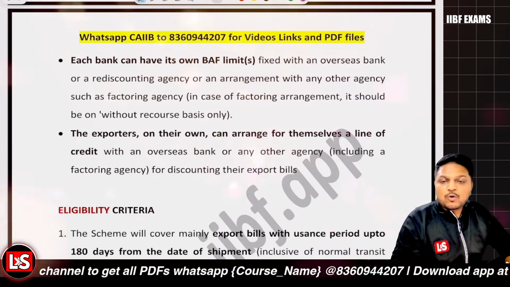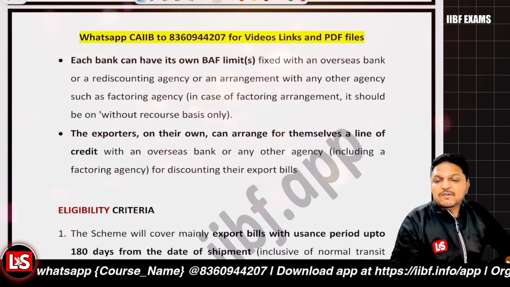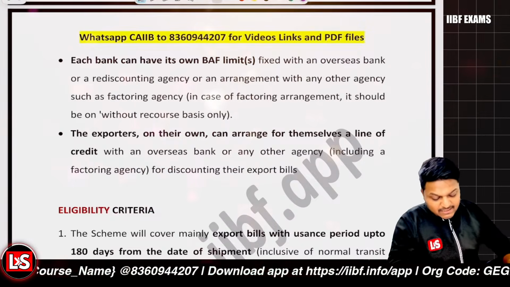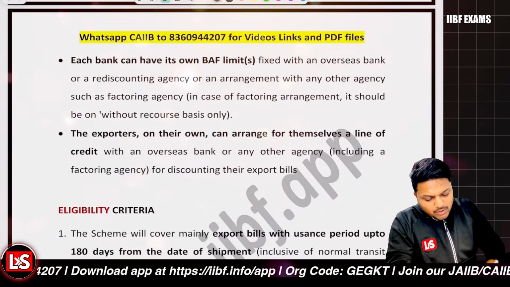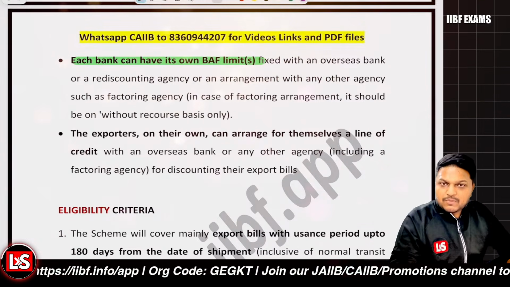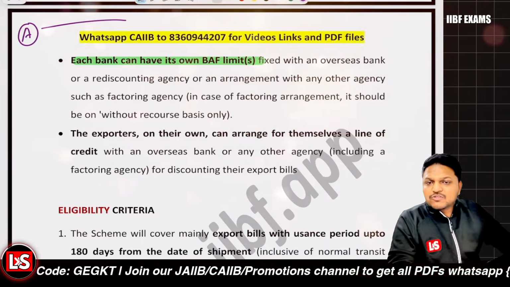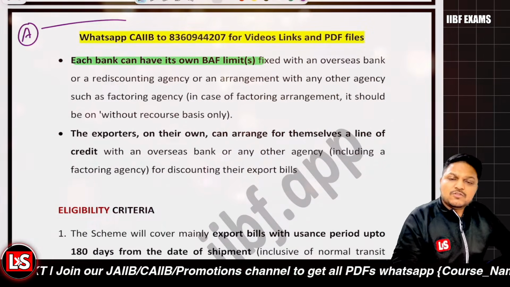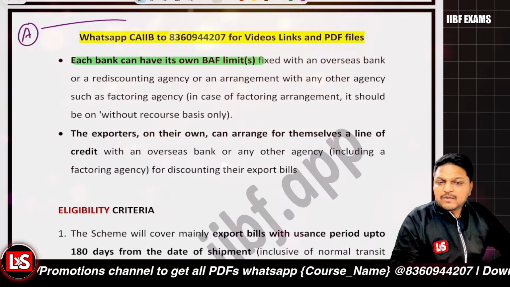And further, each bank can have their own BAF limit with the overseas bank, or the rediscounting agency, or an arrangement with an agency, let's say some factoring agency, it could be the case. So each bank may have their own specific limit that we call the BAF limit. Like bank A is having a limit of 1,000 crore or 5,500 crore. So different banks may have different limits related to it.